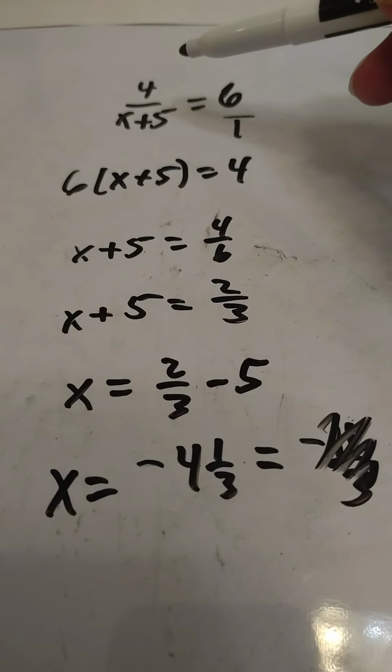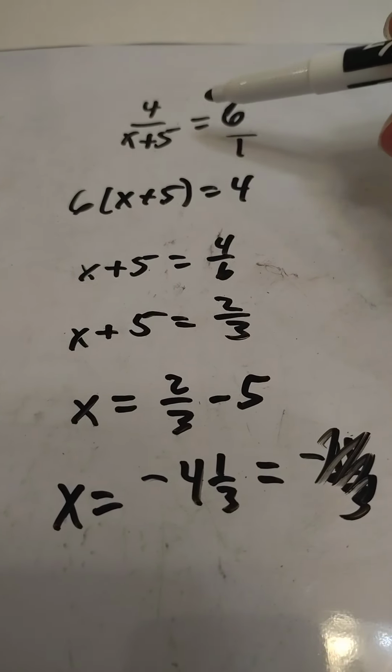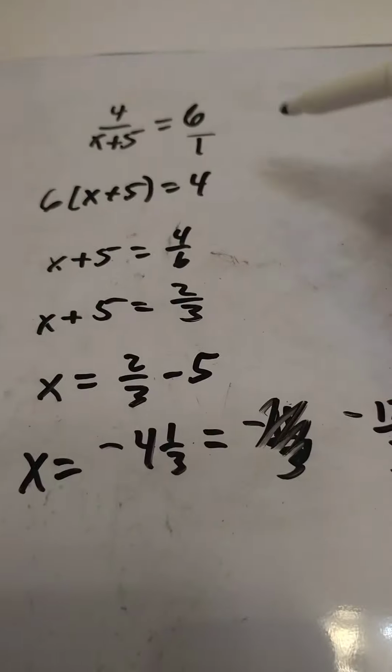I could have done this another way, multiplying both sides by the common denominator x plus 5, but I like this way better.